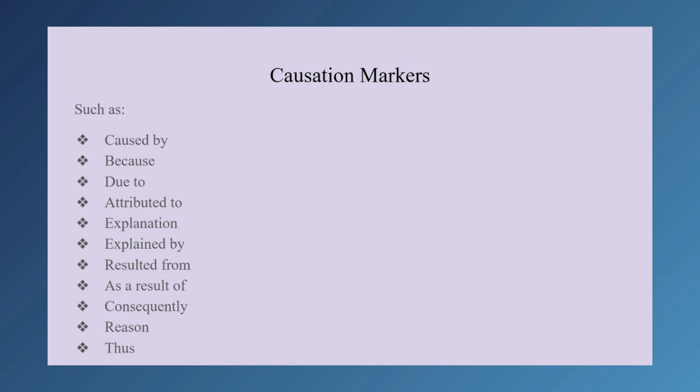Causation markers are terms that indicate a cause and effect relationship is being discussed or mentioned. Typically, they are introduced by terms like caused by, because, due to, attributed to, resulted from, as a result of, consequently, thus. For instance, the dangerous snowstorm resulted from the heavily predicted polar vortex. So the cause is the polar vortex, the effect is the dangerous snowstorm.